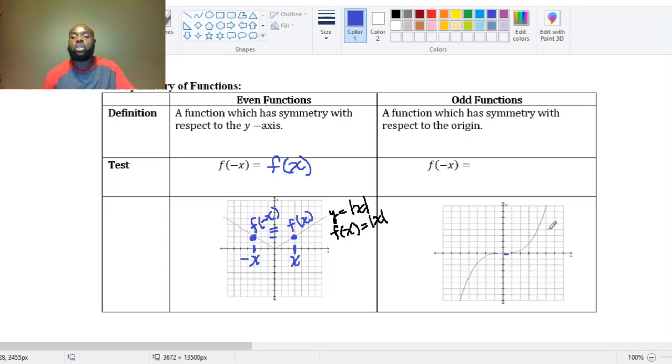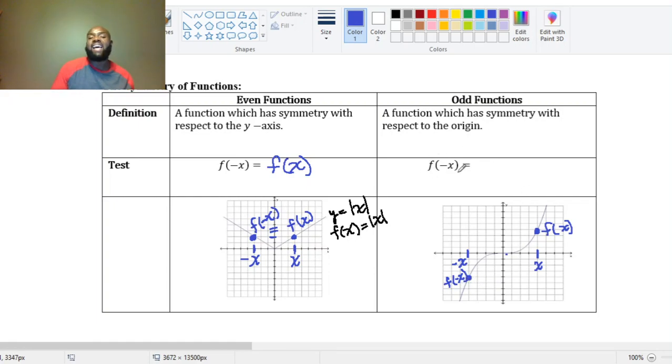The test for that is a little more difficult to think about. So I'm going to pick a point here, x. Then if I go the same distance from my origin, but in the opposite direction, I'm going to get a y value, right? So this functional value, that's f of x, this functional value is f of negative x. It just so happens that these two are the same number in absolute value, all right? But they're opposite signs, right? This one's above the x-axis, this is below the x-axis.